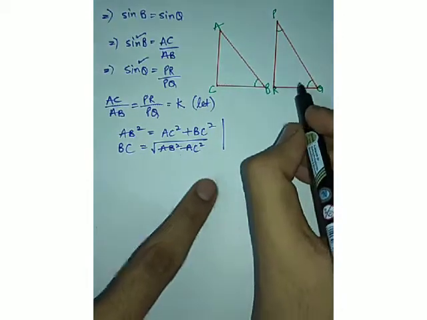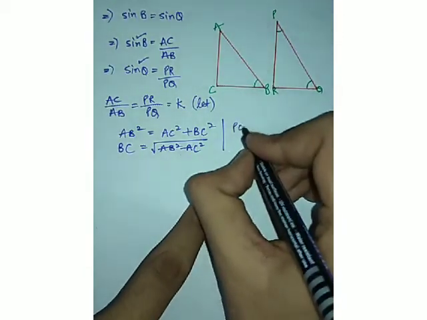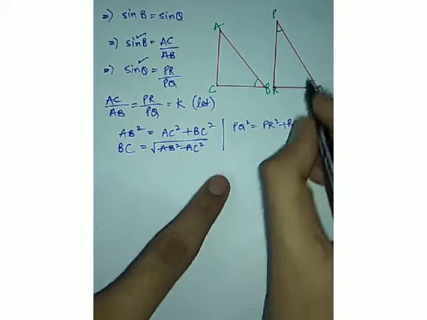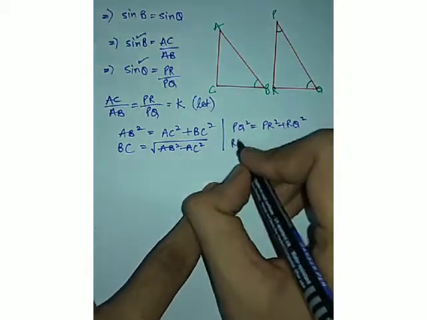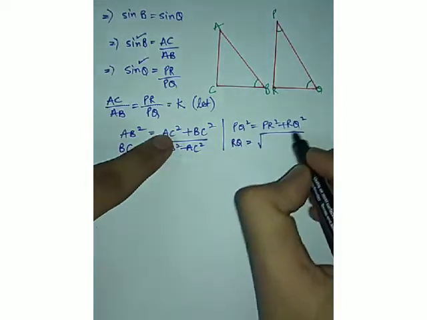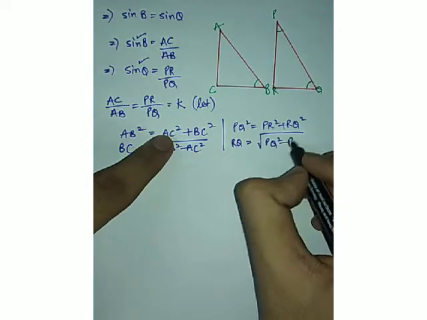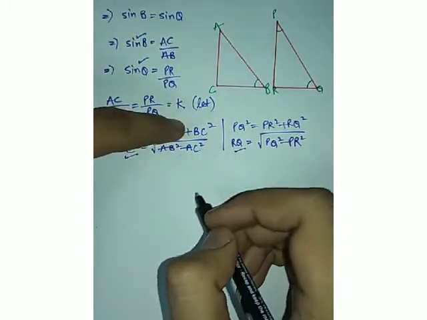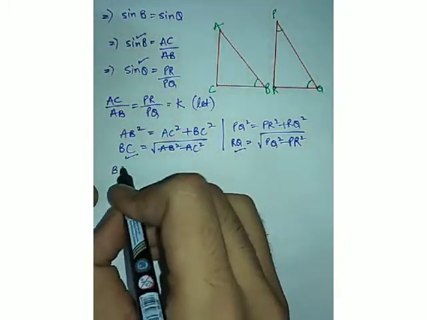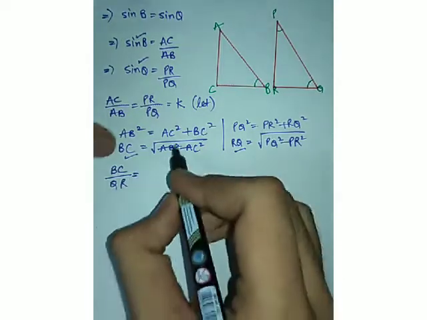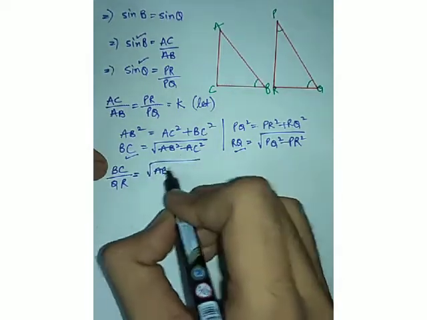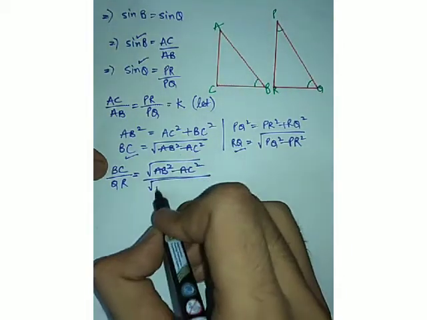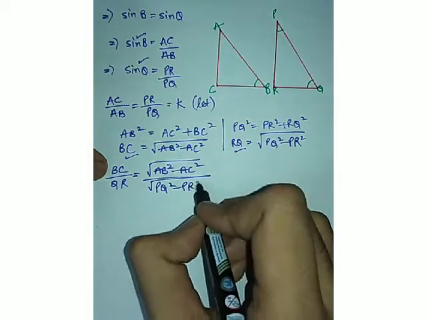In the second triangle as well, apply the Pythagoras theorem, that is PQ square is equal to PR square plus RQ square, or you can say that RQ is equal to root PQ square minus PR square. Alright, so we have the values of BC and QR. What we have to find is BC upon QR. So just fill in the values. What is BC? That is root AB square minus AC square. What is QR? That is root PQ square minus PR square.